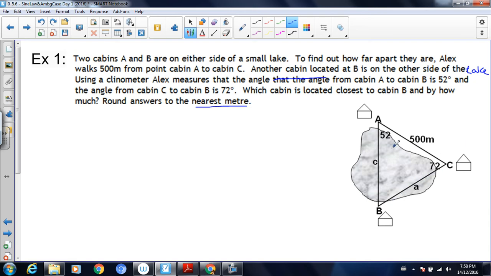What we need to know is the distance from A to B and the distance from C to B. So in this case, we need to solve for side c, because we always label our sides opposite of the angle.